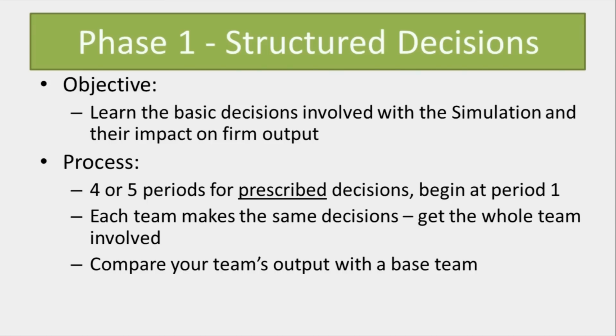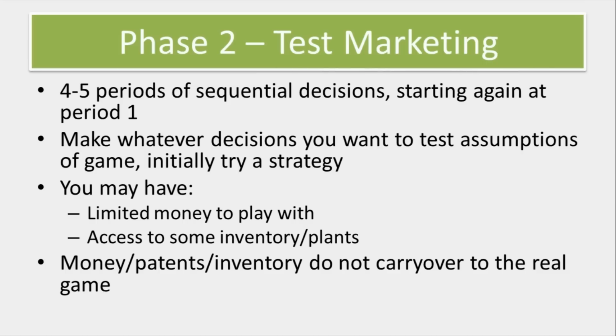Okay, so the process of these structured decisions is to do 4 or 5 periods of prescribed decisions. In other words, I'll give you a list of what decisions to make, and you'll do them and see what the impact is on the output. We'll also give you a base team where all the decisions have been made correctly, so you can compare your team's output with that base team to make sure that everything that you've done is correct. Okay? And through that phase, you'll be given the opportunity to correct your inputs so that they match with this base team.